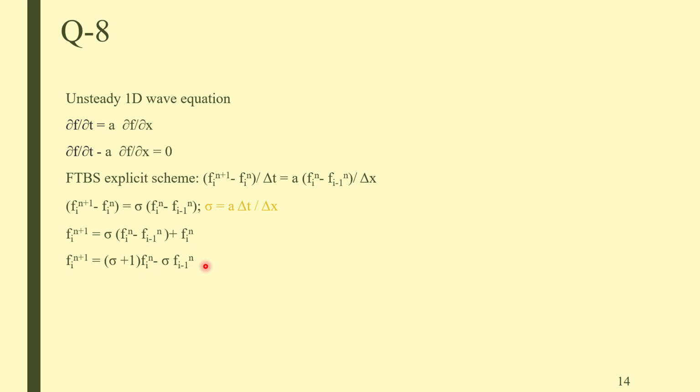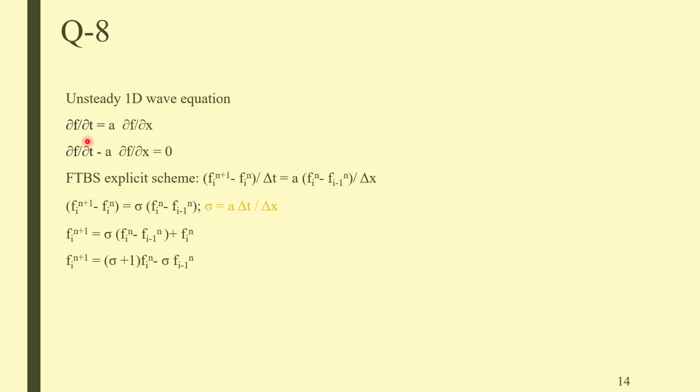So what are the three statements given? The first one is, it is first order accuracy. So we all know that forward time and backward space. So we have used forward difference and backward difference for this first order equation. So they both are first order accurate. So it is obeying first order accuracy.